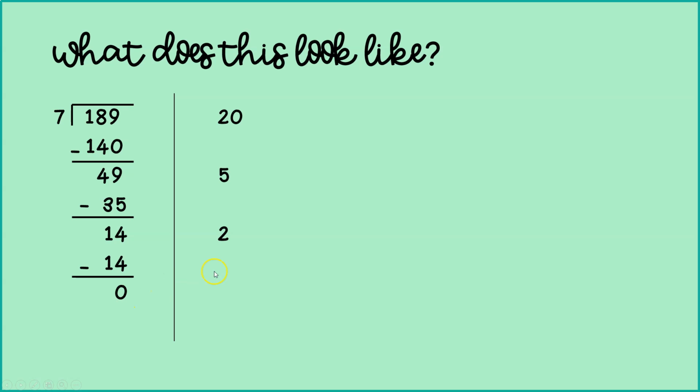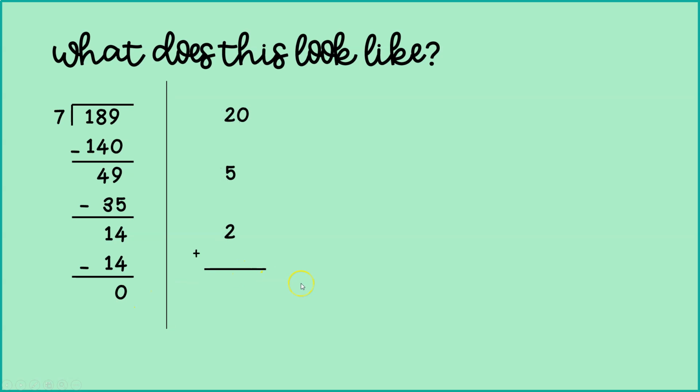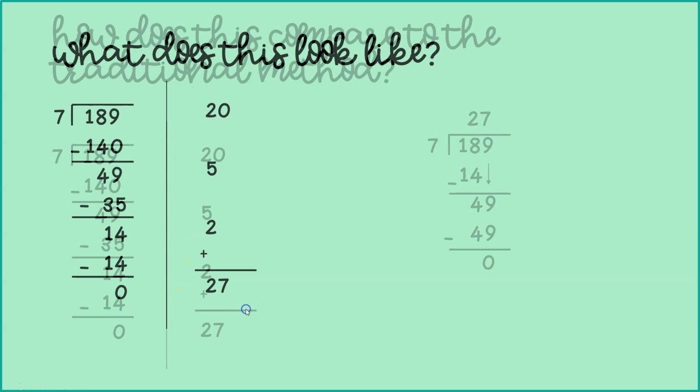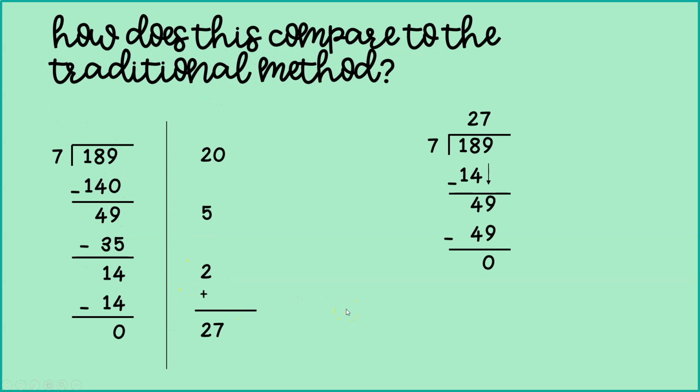So when they are finding their answer, they're adding together those numbers and they are getting 27 groups. So this is the way they would record their work. All right, and let's look at how this compares to the traditional method. In this method, you are also getting 27 as your answer.